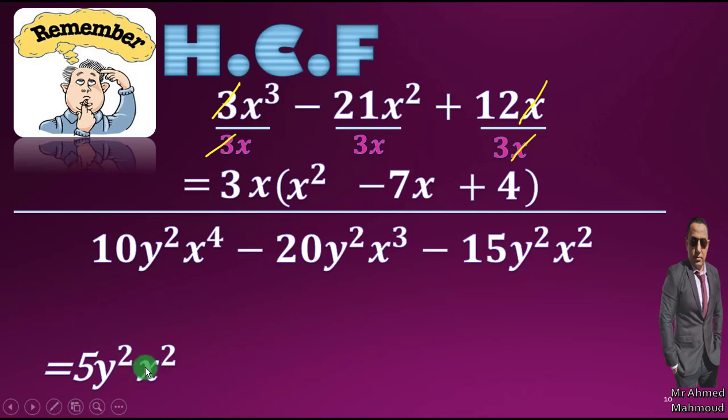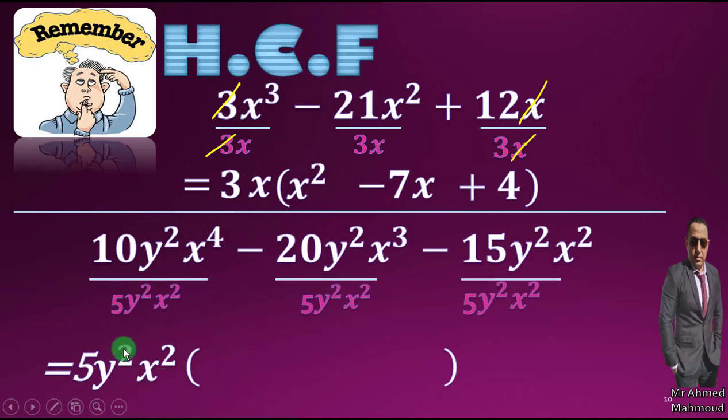The second step, I'm going to open two brackets like this, and then I'm going to divide all of them by 5 y power of 2 x power of 2, like this. 10 divided by 5 is 2. y power of 2 over y power of 2 cancelled, x power 4 over x power of 2 equals x power of 2. Here, negative 20 over 5 equals negative 4, y power of 2 and y power of 2 cancelled, x power of 3 over x power of 2 equals x power 1, because 3 minus 2 is 1.